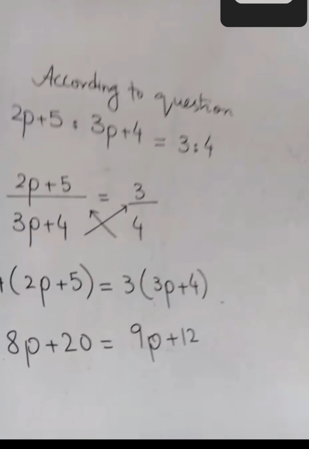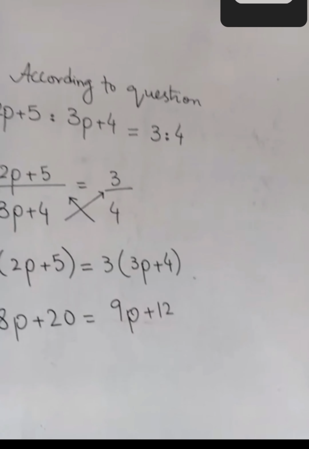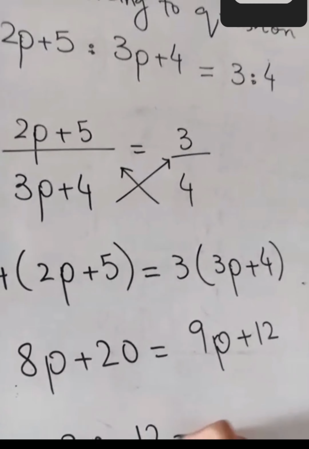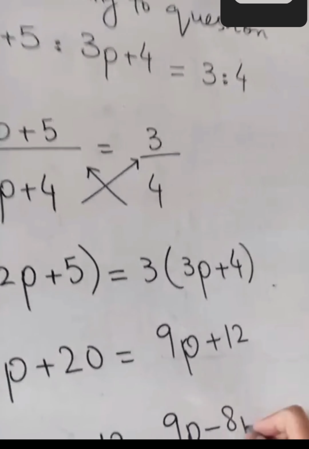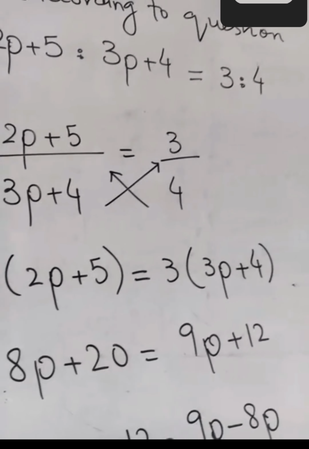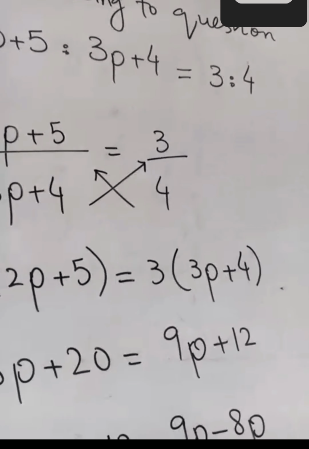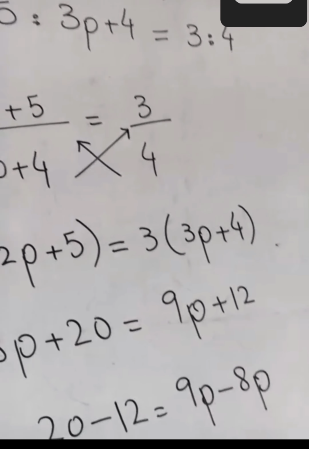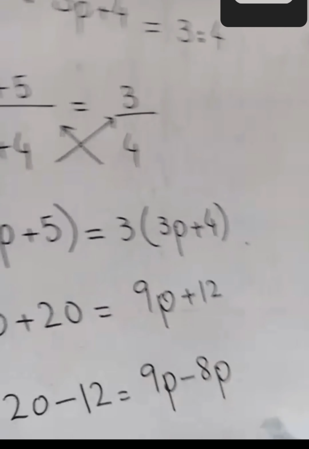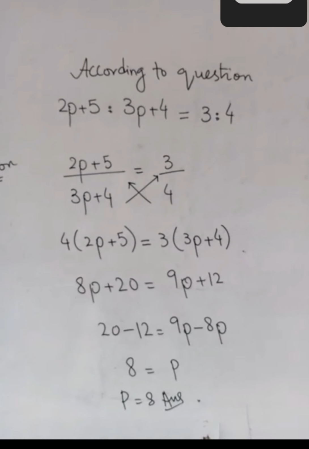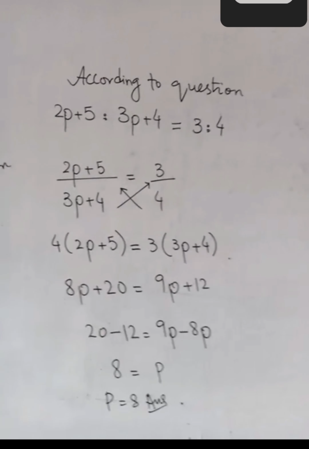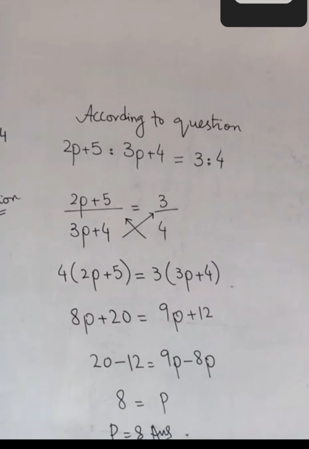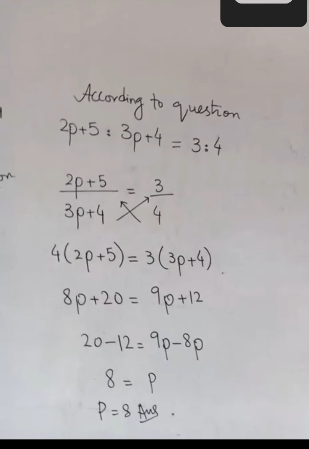Okay. Now as we have to find out the value of p, shift all p's aside and the constant numbers aside. This is 8p, shift towards the other side. It is 20 minus 12 is equal to 9p minus 8p. 20 minus 12 will be 8, is equal to 9p minus 8p, which is p. So from here we get the value of p, that is 8. Okay? Yes, ma'am. Done? Okay, now solve the next question.